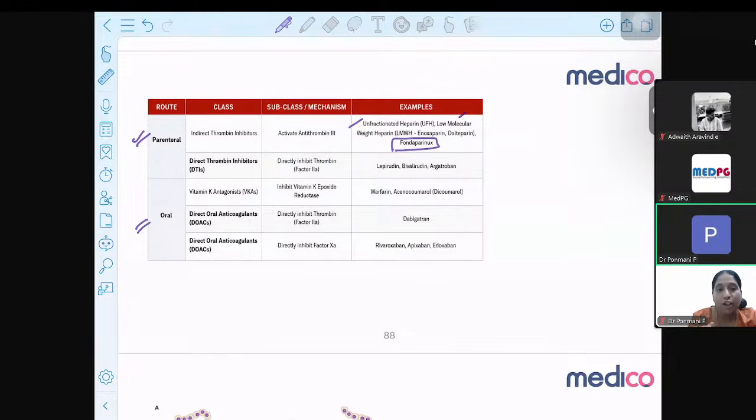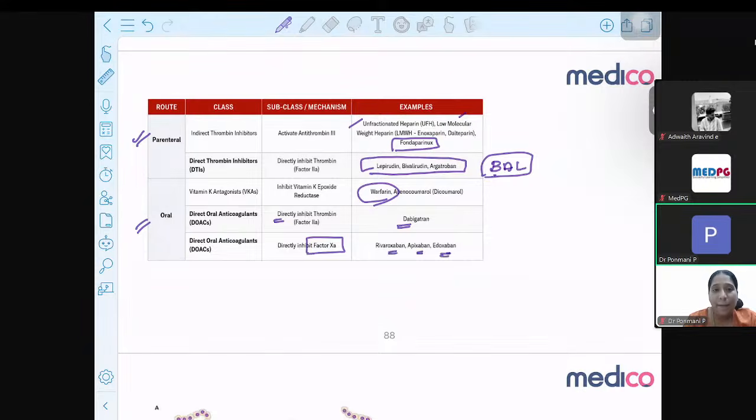Under direct thrombin inhibitors, you have lepirudin, bivalirudin, and argatroban. You can remember it as BAL. When coming to oral, the main thing is warfarin. In the oral group also, there is a drug which is going to directly inhibit thrombin, which is called dabigatran. You remember D for D, which is dabigatran. And other drugs inhibit factor 10A, and these drugs have 10A within their names.